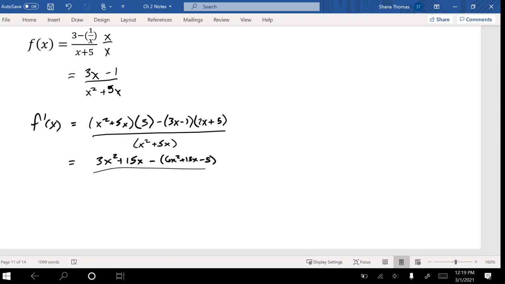All right, and then all of that over (x squared plus 5x) squared. Okay, last step, I distribute that negative sign through to everything on the right on the top. Then combine like terms, I'm going to get negative 3x squared plus 2x plus 5 all over (x squared plus 5x) squared.